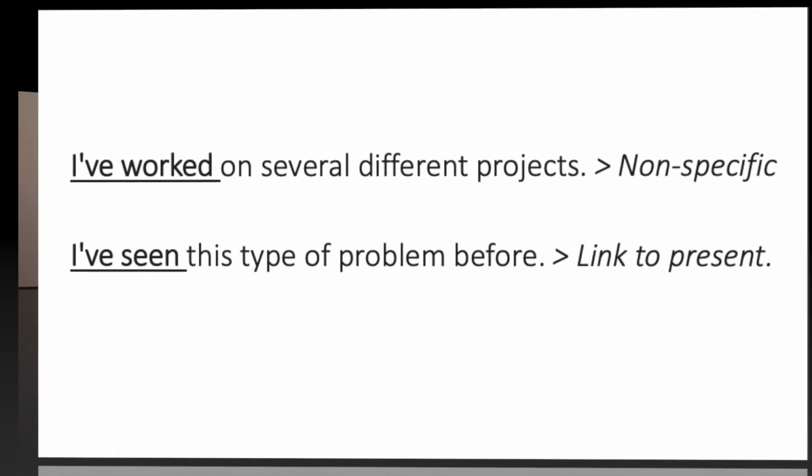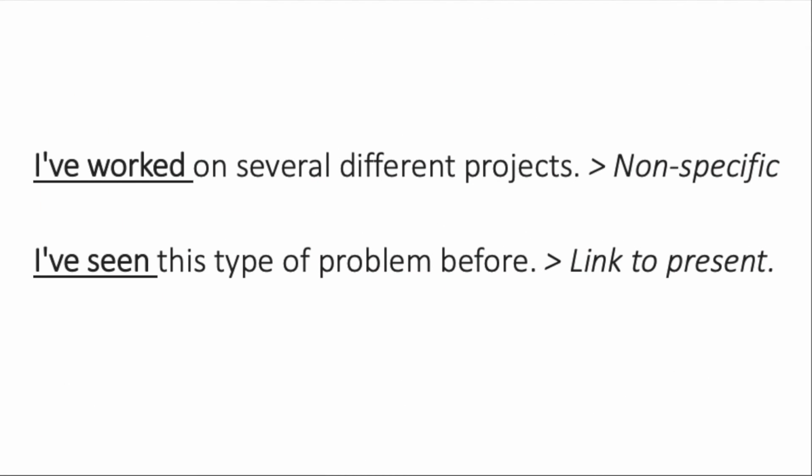On the other hand, we use the present perfect to talk about events either in an unspecified time in the past, like ever or never, or in the past with a strong link to the present, either because this period is still ongoing or because it affects the current situation in a quite direct way. Let's look at some examples of that. I've worked on several different projects. I'm not specifying when. It possibly refers to my career, which is still ongoing.